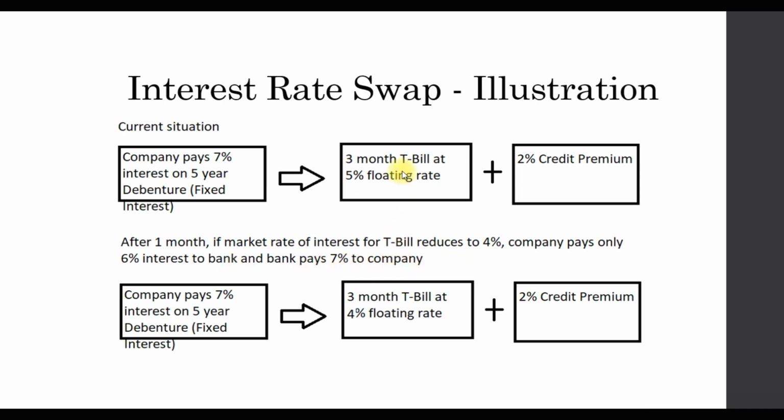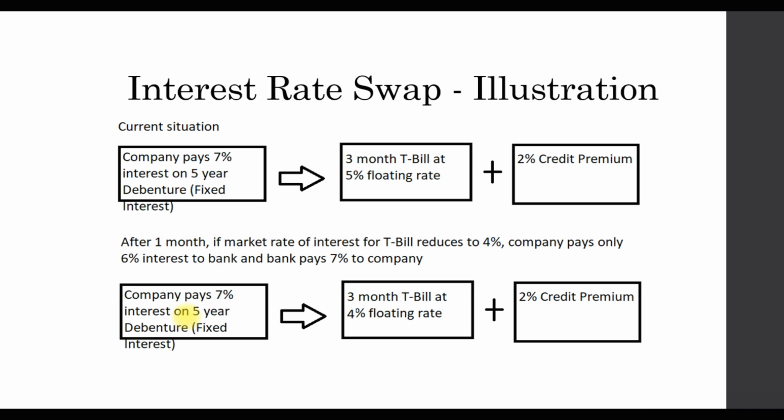Why is it 6%? Because the treasury bill interest has also gone down, as it is a reflection of the market rate. It has gone down to 4%. So the company has to pay the bank only 6%, and the bank still pays 7% interest on the 5-year debenture, which the company promises. So the company saves. The bank pays the company interest at 7%. Now, suppose the treasury bill rate reduces to 4%, we know the company is at an advantage. The company needs to pay only 1% less.